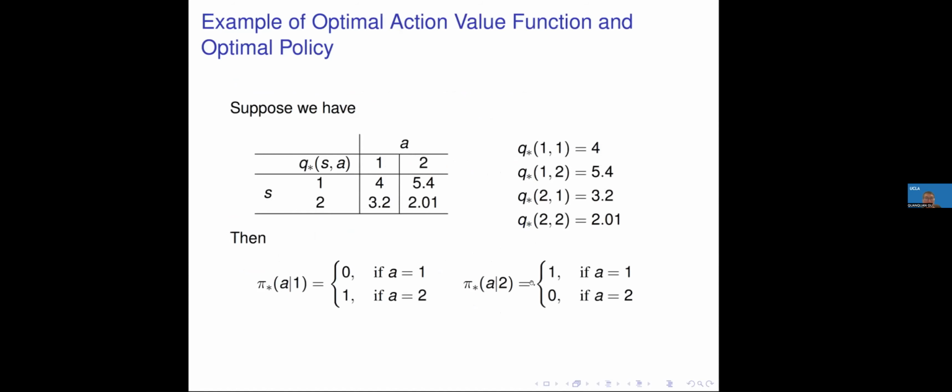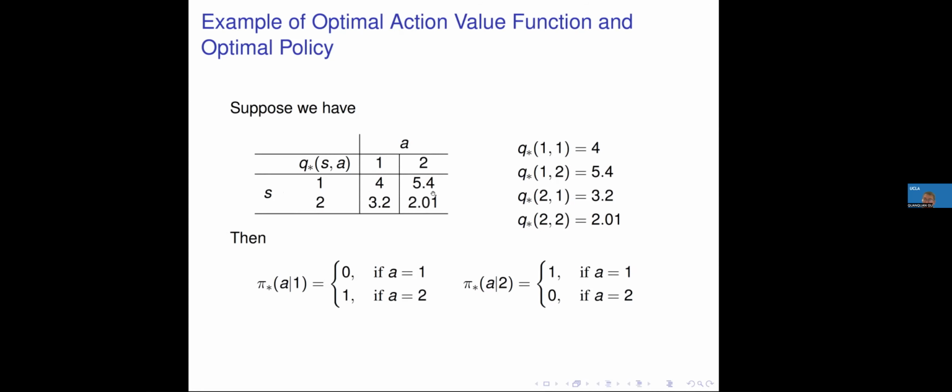Let me give you an example of the optimal action value function and the optimal policy. Because there are only two states, 1 and 2, and only two actions, 1 and 2, the optimal action value function Q star of s, a can be represented by a 2x2 table.